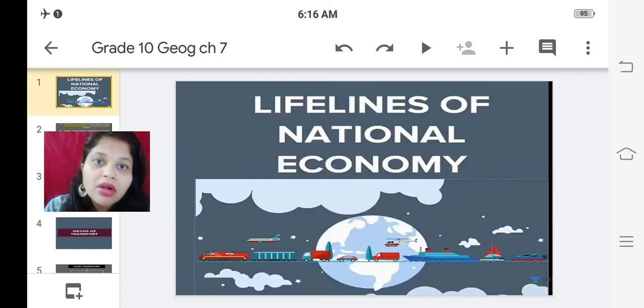Now we have learned about manufacturing goods in the same section of SST, that is geography. So we produce goods, we manufacture goods. After production we need to transport those goods from one place to another. For this we need transportation, right? And transportation needs trade, also it needs communication. So transport, trade and communication, these are the lifelines of national economy.